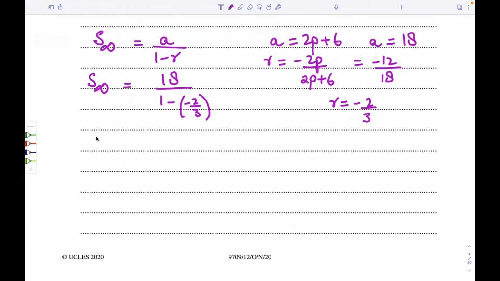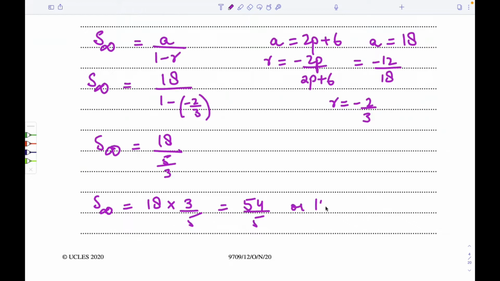Simplifying this, we get 18 divided by 1 + 2/3, which is 5/3. Simplifying this, we get 18 multiplied by 3/5, which is 54/5, or we can give it as 10.8. So this is the sum to infinity of the geometric progression.